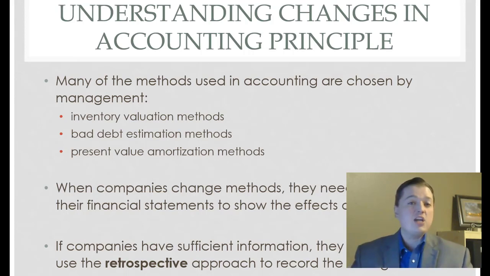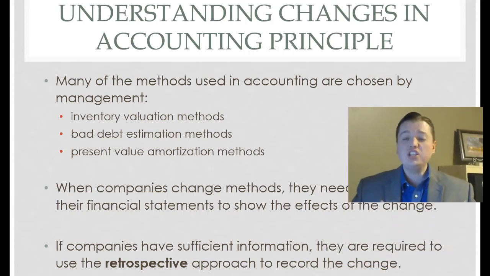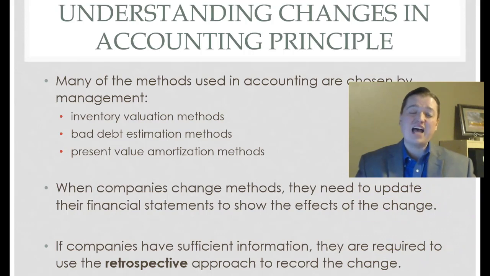The bad debt estimation methods, like the one we just did, that's a method. The present value amortization methods for bond premiums and discounts, etc. That's a method. And these methods can change. They can change because the company decides that the method they're using doesn't really accurately reflect what we're doing.